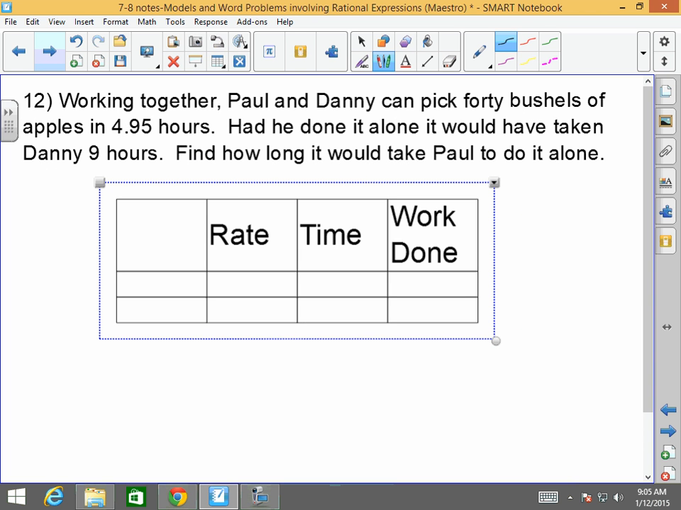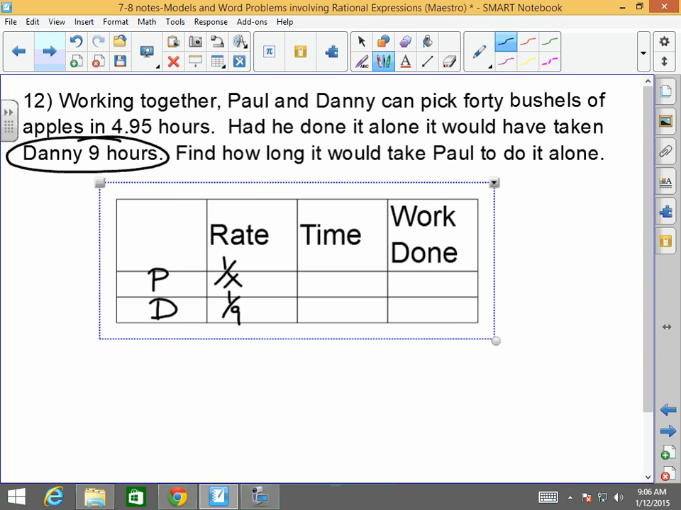Okay. Working together, Paul and Danny can pick 40 bushels of apples in 4.95 hours. Had he done it alone, it would have taken Danny 9 hours. Find how long it would take Paul to do it alone. Okay, here's the beauty of this one. We have Paul and we have Danny. We know that Danny's rate alone, had he done it alone, he would have done 1/9 of the job in 1 hour.